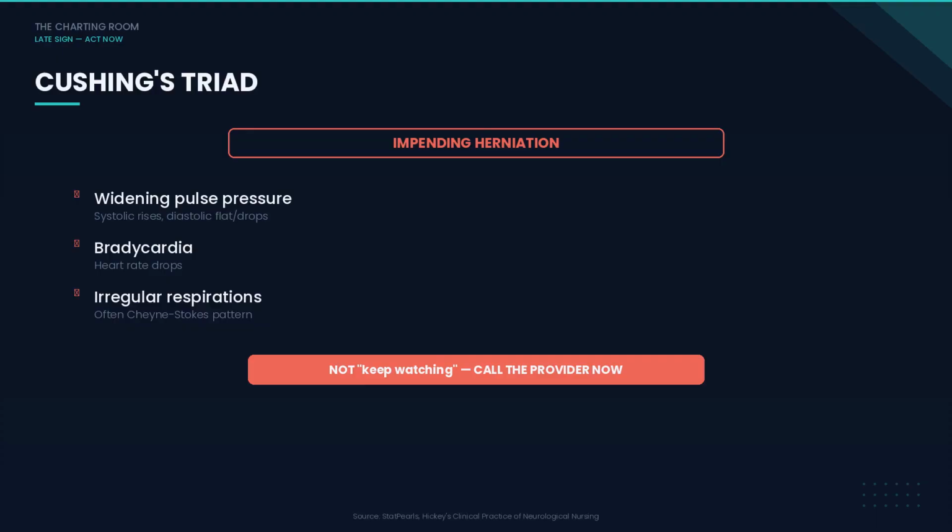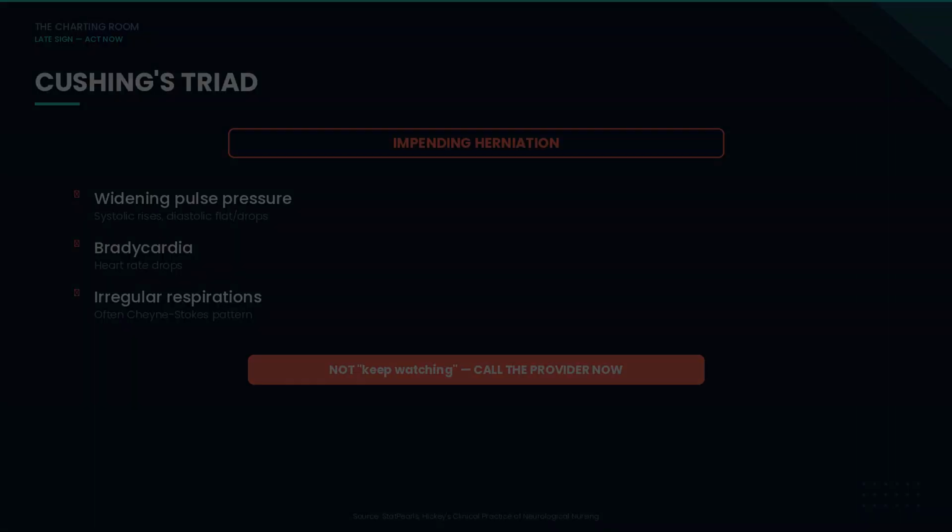Think about how different this is from every other emergency you've been trained to recognize. Shock is low blood pressure, high heart rate, fast breathing. Cushing's triad is almost the mirror image: rising pressure, slow heart rate, irregular breathing. That contrast is exactly why it's easy to miss if you're not looking for it specifically. This is not a keep watching finding. This is a call the provider right now finding.